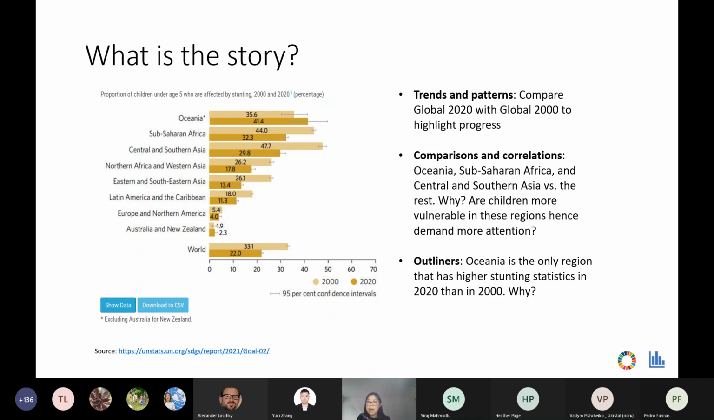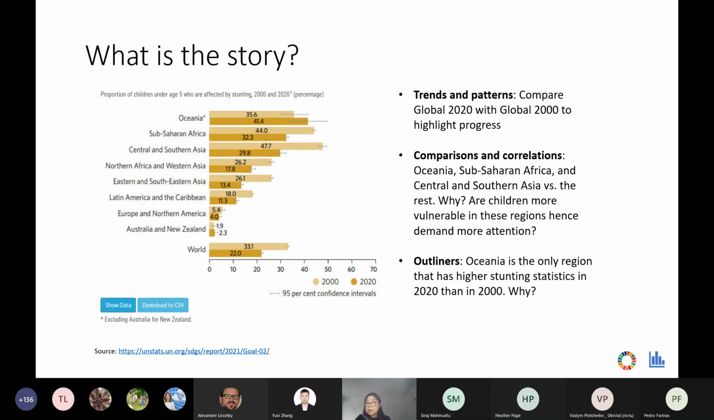You can also compare the 3 regions that have the highest numbers in 2020 and in 2000, which are Oceania, Sub-Saharan Africa, and Central and South Asia. You can compare these 3 with the rest of the world as a comparison. You can also show how these 3 regions have some maybe hidden correlations with each other. Are there some common factors that are driving their stunting numbers high?